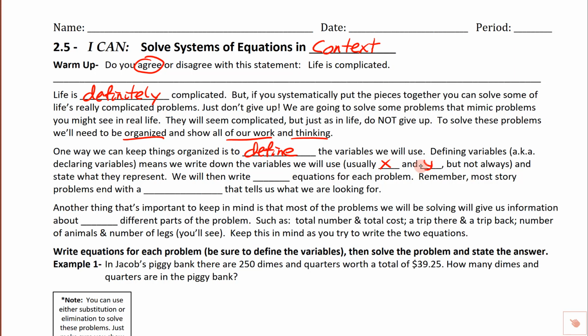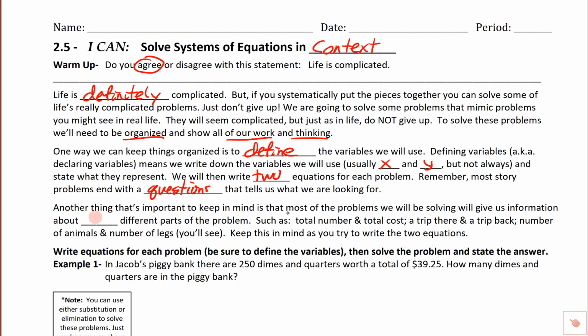Okay. Then we're going to write two equations for each problem. That's what's going to make a system of equations. And remember that most story problems end with a question that tells us what we're looking for. So it's going to actually remind us, hey, this is what I want you to find, and that's going to be a very good hint as to what we're going to be using for X and Y, at least what we're going to use to declare those variables.